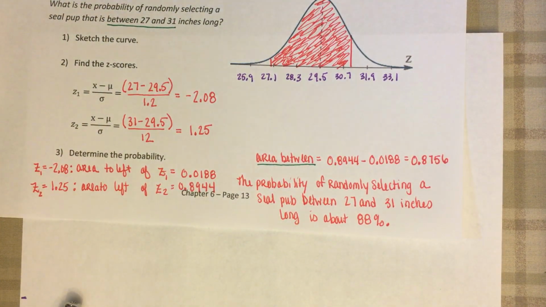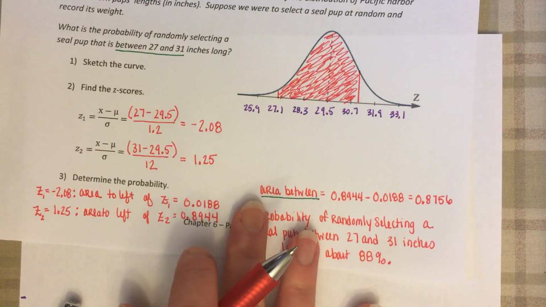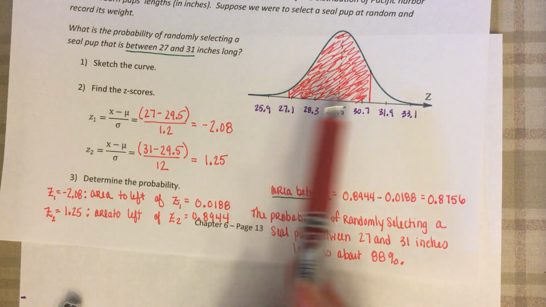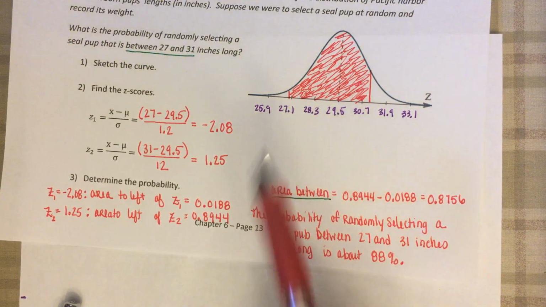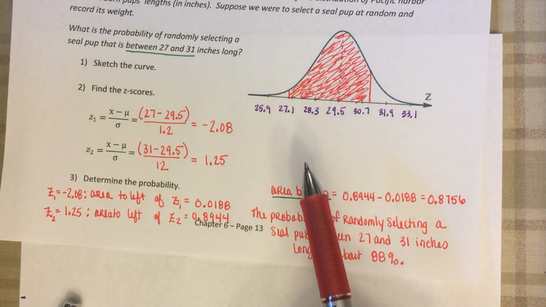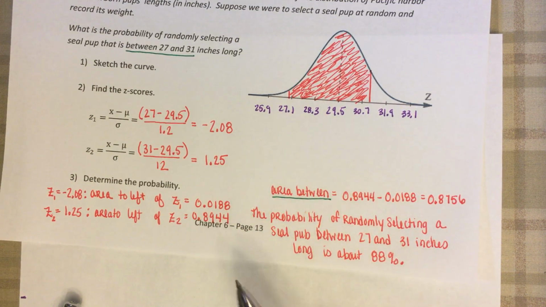So example 6, we are looking for a length that was shorter. We used our area to the left. In this example, example 7, we were looking for the area between. So again, we found our two different z-scores, found our two different table values from the table, and then we subtracted them to find our area in between. Remember, if we were to do a case where we were talking about area to the right, we're thinking complement, so we end up subtracting that from a value of 1.